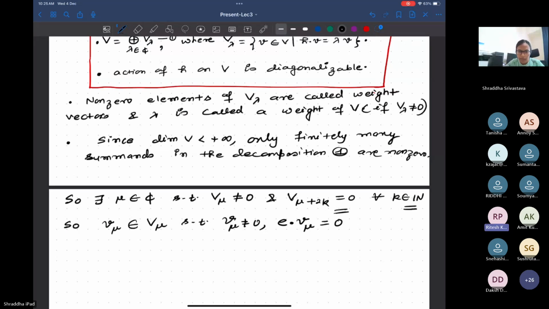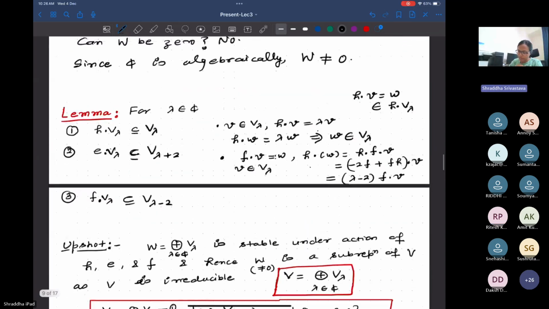Sorry, ma'am. Actually, I forgot to tell you that there was one question in the chat. Is this V lambda invariant under H? Yes, V lambda is invariant under H. That is precisely what we did here, right?